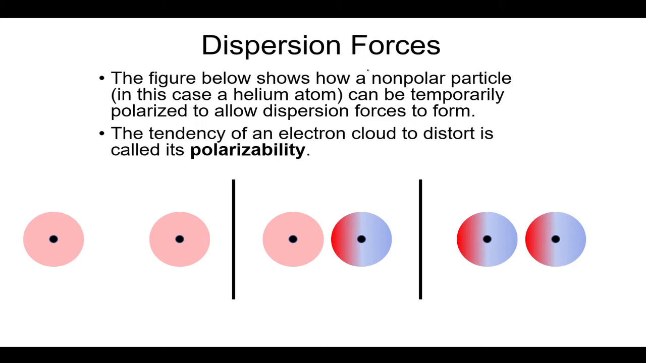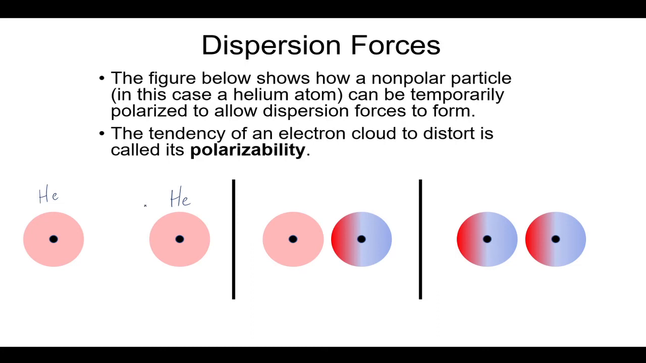The first one is the dispersion force. And this might be the hardest one to actually visualize because it deals with the concept of polarizability. What I'm showing here is two different nuclei and atoms, I should say. The black dots here are nuclei. The red part is maybe the electron cloud around this nucleus, and maybe these are two helium atoms. Here they're far enough apart that they're not really interacting.